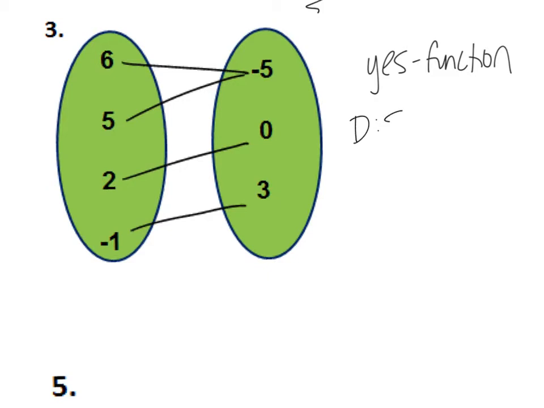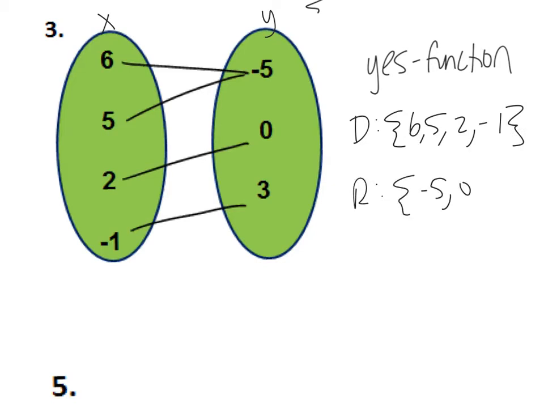My domain is just all the values that are over here on my X and my Y part. The domain is the X part, so 6, 5, 2, -1. And the only numbers in the range bubble are -5, 0, and 3.